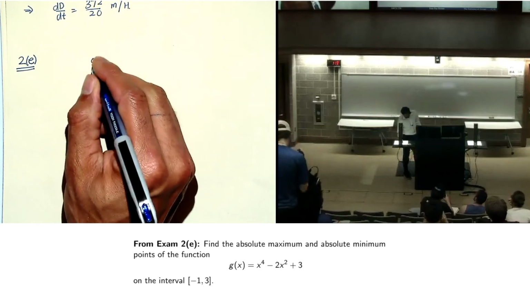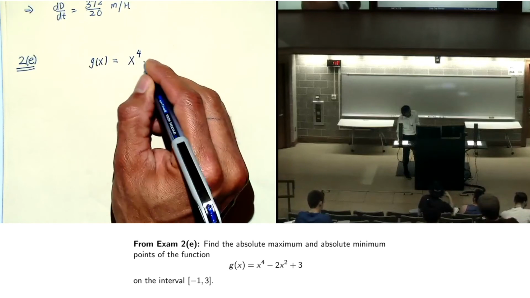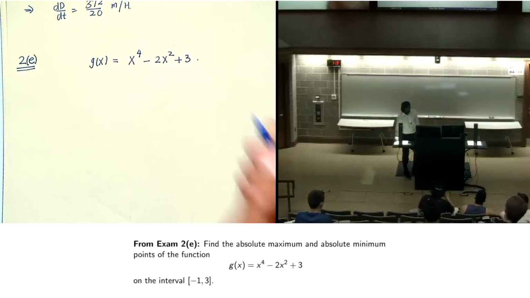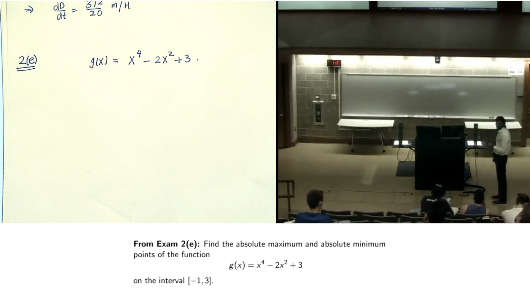So the function g of x is given, and this is x to the power 4 minus 2x square plus 3. And we want to compute the absolute max and absolute min of the function. In order to do that, first I need to find the critical values of the function. So first I will compute the critical values, and then I have two critical values which are already given, the endpoints. Endpoints are always critical values of the function if we are computing the absolute max and min.